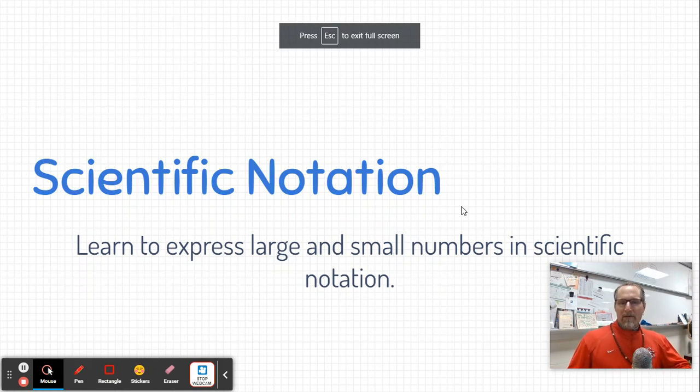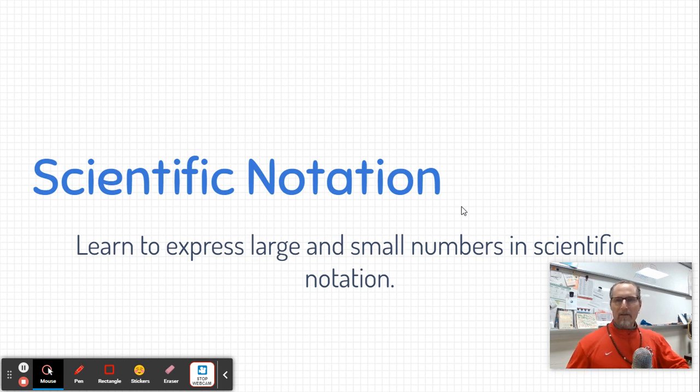So good morning. Today we're going to talk a little bit about scientific notation. And I know you've learned a little bit about scientific notation in math. And so we're going to expand on that a little bit and apply that in science. Scientific notation is basically taking a large number or a small number and making it a little easier to understand.